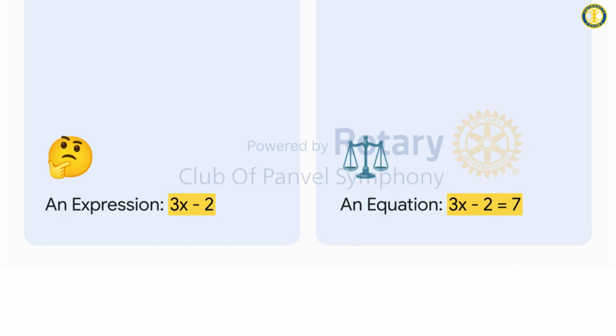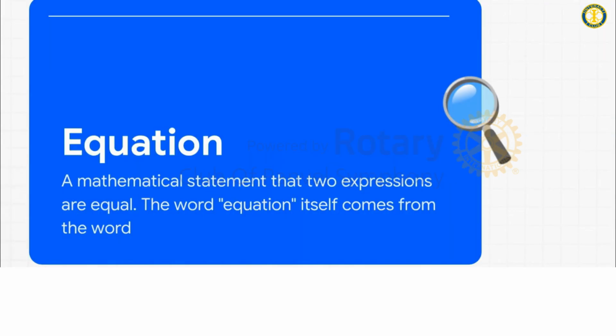It's making a claim. It's saying that whatever is on the left side has the exact same value as what's on the right side. And that really gets to the heart of it. An equation is simply a statement that two things are equal. I mean, it's right there in the name. The word equation literally comes from the word equal. That equal sign is the star of the show. It's a promise that both sides are perfectly balanced.